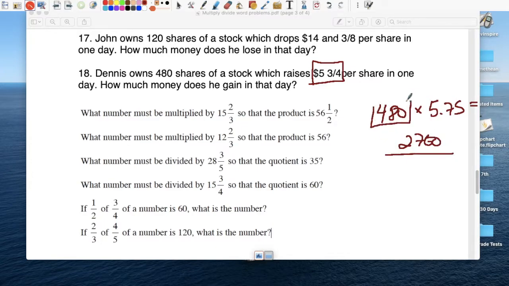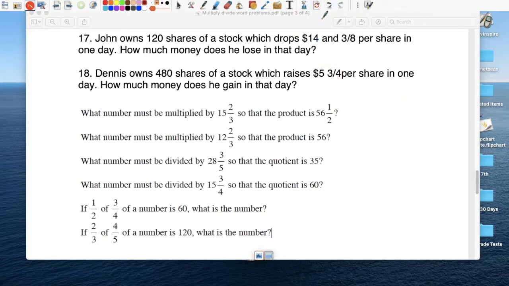So let's say you held 480 Pokemon cards, and they all have the same value for whatever reason. And then tomorrow, each of those cards go up in price by $5.75, and you decide to sell it. You would have $2,760 extra tomorrow than today. Okay, so the next set of questions are a little bit different.